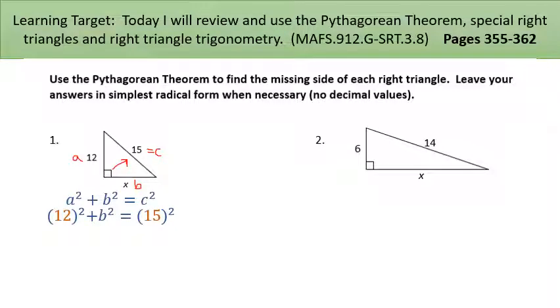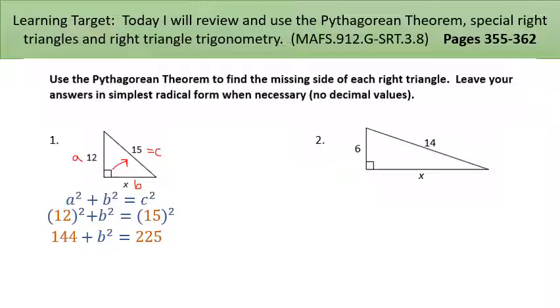Could you have said that a was x and b was 12? Absolutely. It doesn't matter which leg you say is a, which one you say is b, as long as you have 12 on the left side and 15 on the right side, then you're doing great. All right, so now we simplify. What's the next step? We've got to deal with those squares. 12 squared is 144. 15 squared is 225.